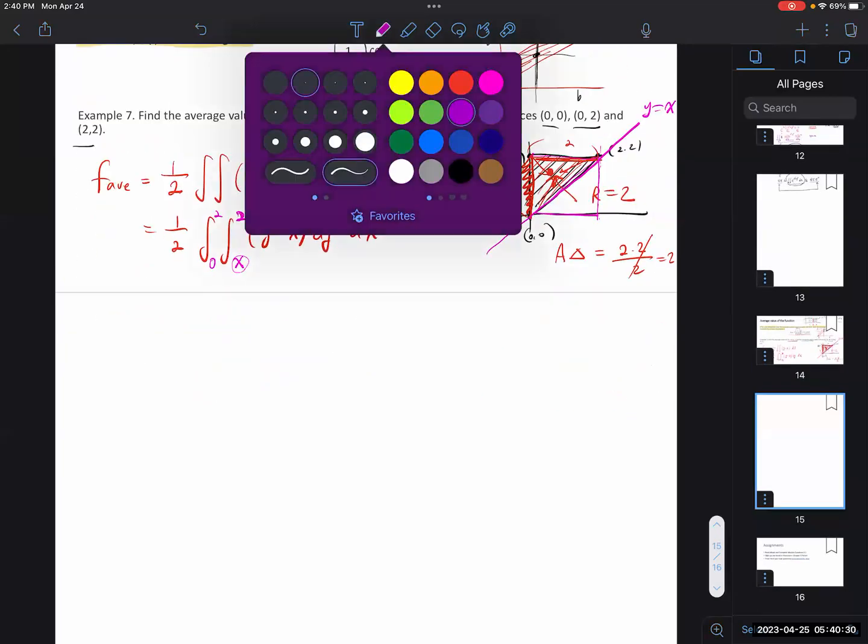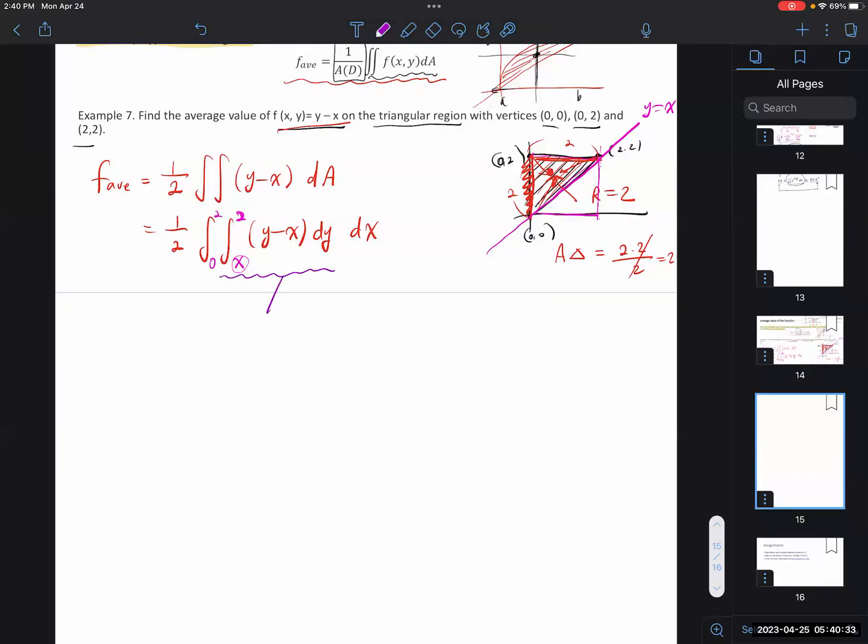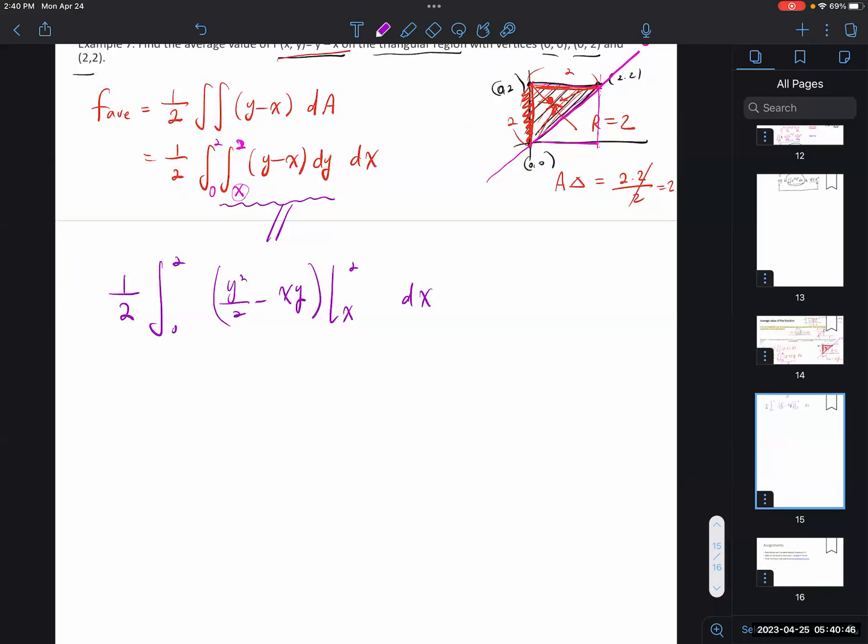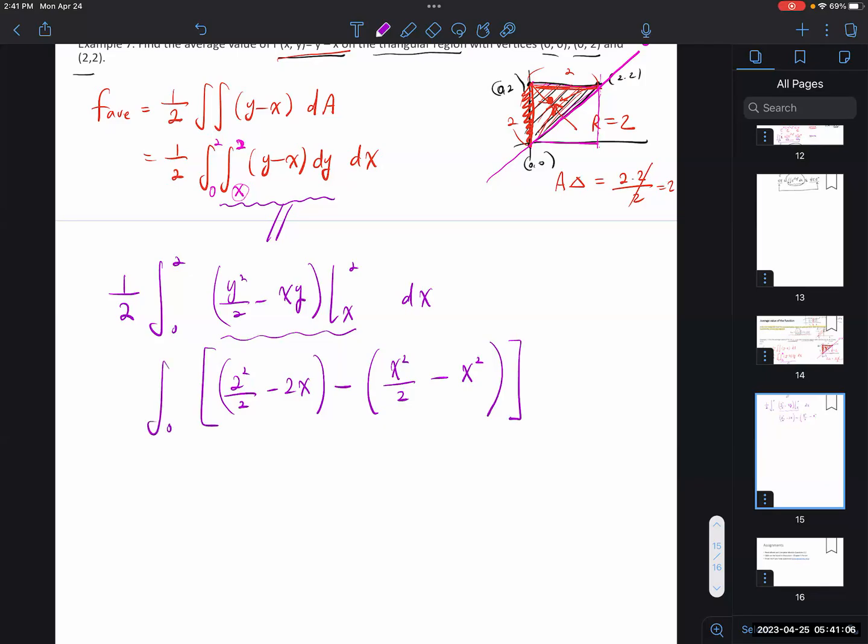So we're going to take the integral inside this part, the integral with respect to y. So y to the second over 2, with x as a constant, from x to 2. And we have 0 to 2 dx and 1 over 2 in the front. So for this part, 2 to the second over 2, you plug in 2 into y. So 2x minus x to the second over 2 minus x to the second. So this is inside 0 to 2 dx, and we have a 1 over 2.